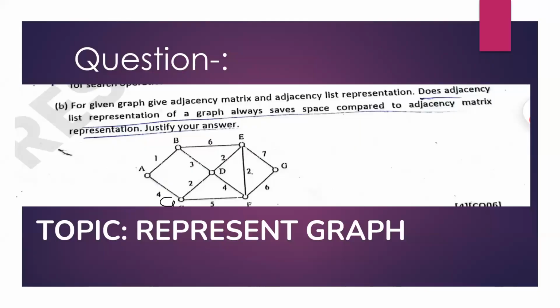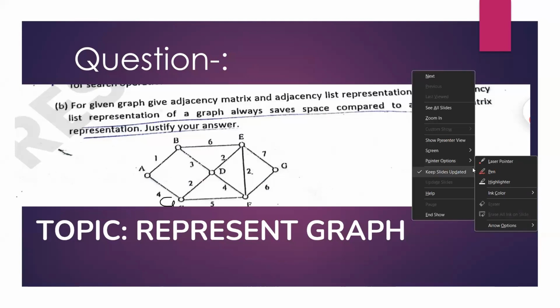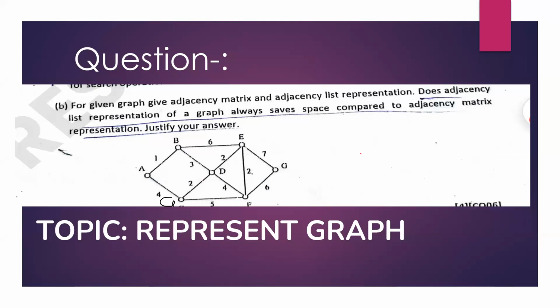So let's get started. Guys, today our question is, we are given a graph and we need to represent it using adjacency matrix and adjacency list. And also we need to compare which one is better in terms of space complexity.